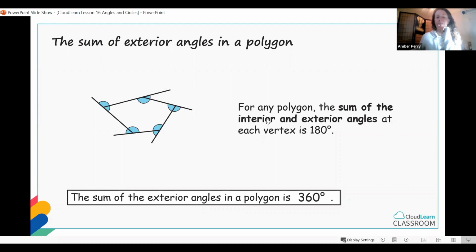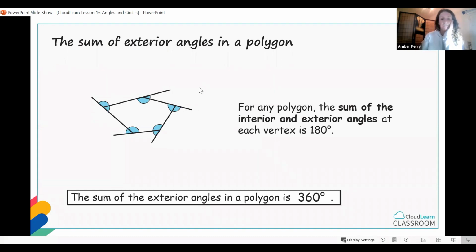And that's really useful because we also have this little useful piece of information. The sum of the interior and exterior angles at each vertex. Vertex is the mathematical word for corner. So at any corner of the polygon, the sum of the angles, the interior plus the exterior, are 180.